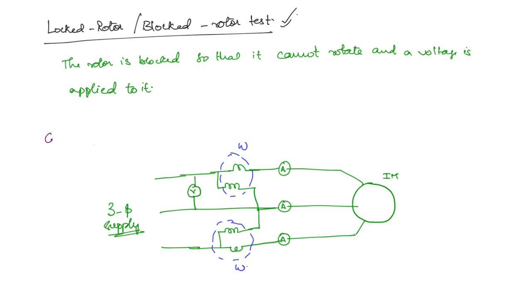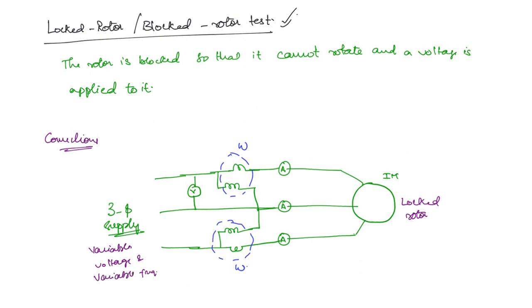So how will the connections be? It will be same as no load test only, except that the rotor is locked. Okay, so we are going to have the ammeters of all the 3 phases, the voltmeter which will give the line to line voltage, as well as the power by 2 wattmeter method we are going to measure. Now how will this test be performed? Remember that the 3-phase supply is a variable voltage and variable frequency.